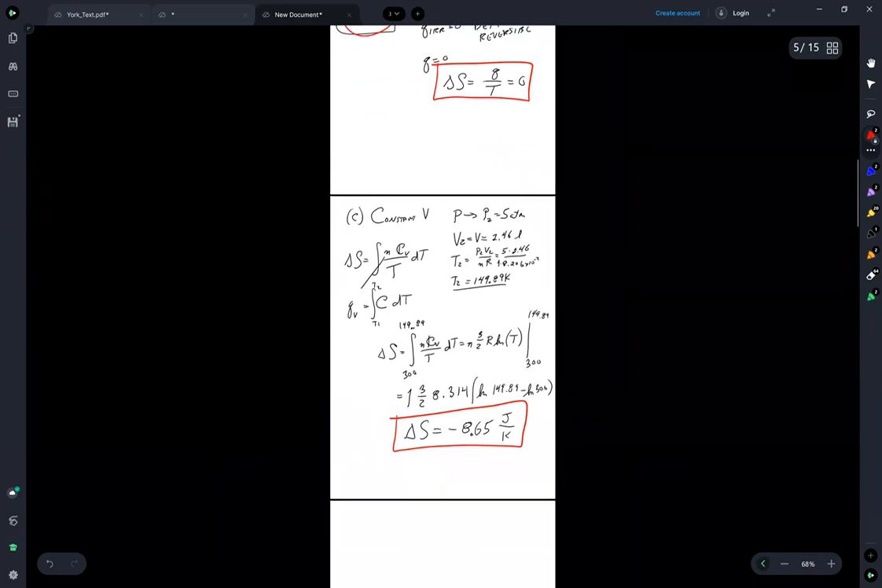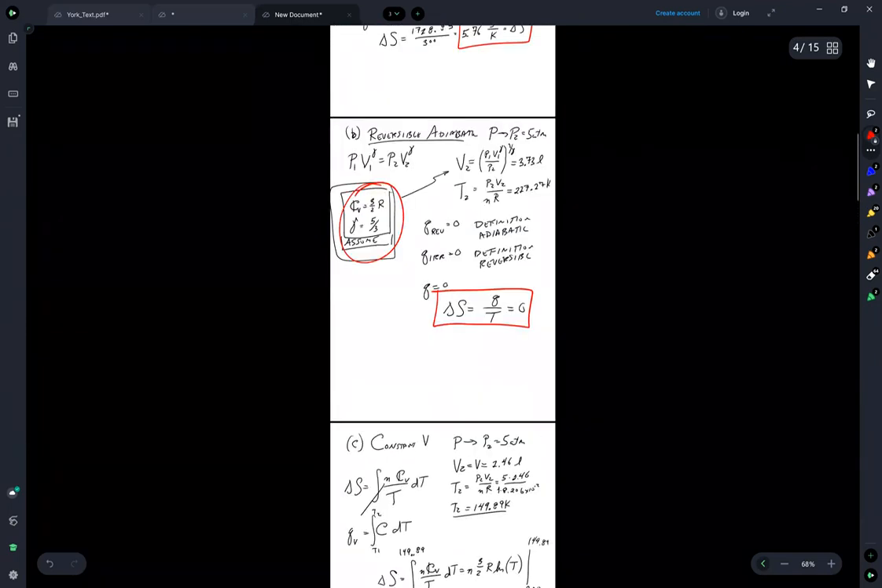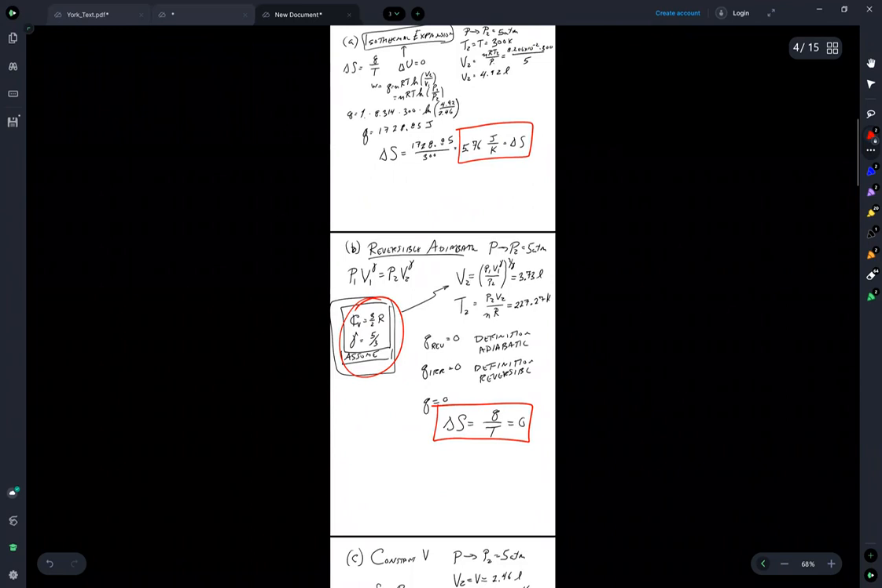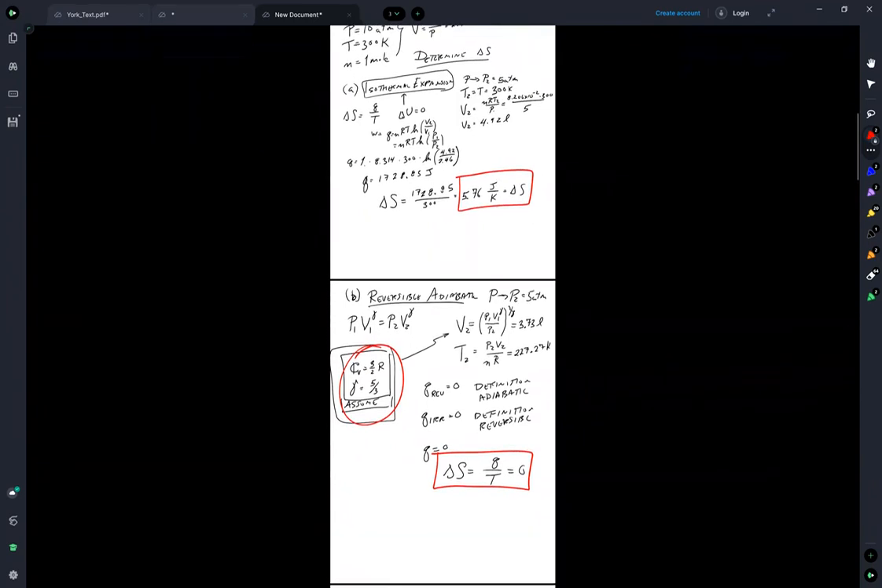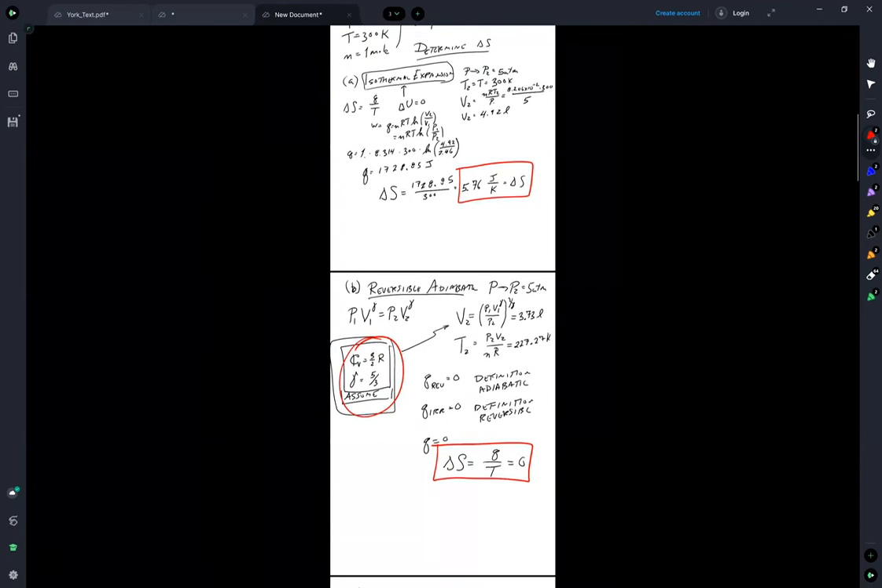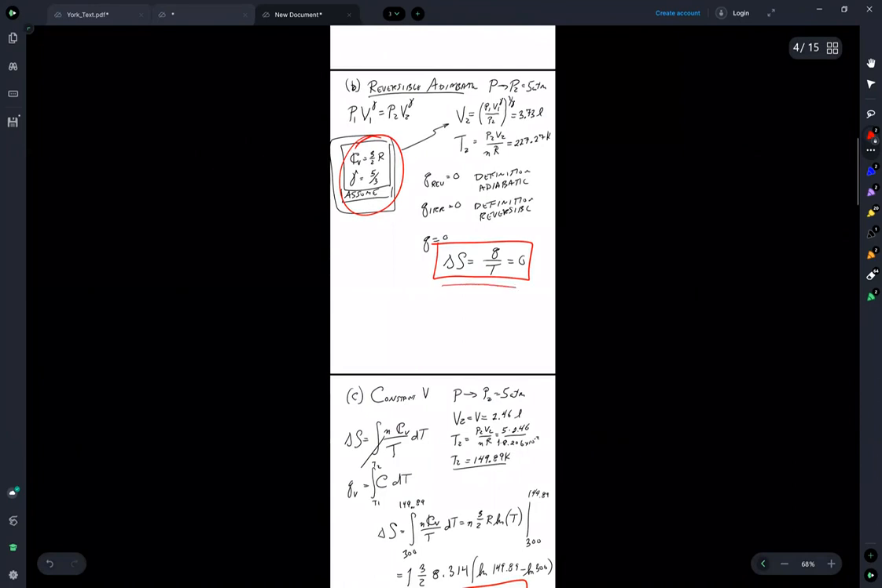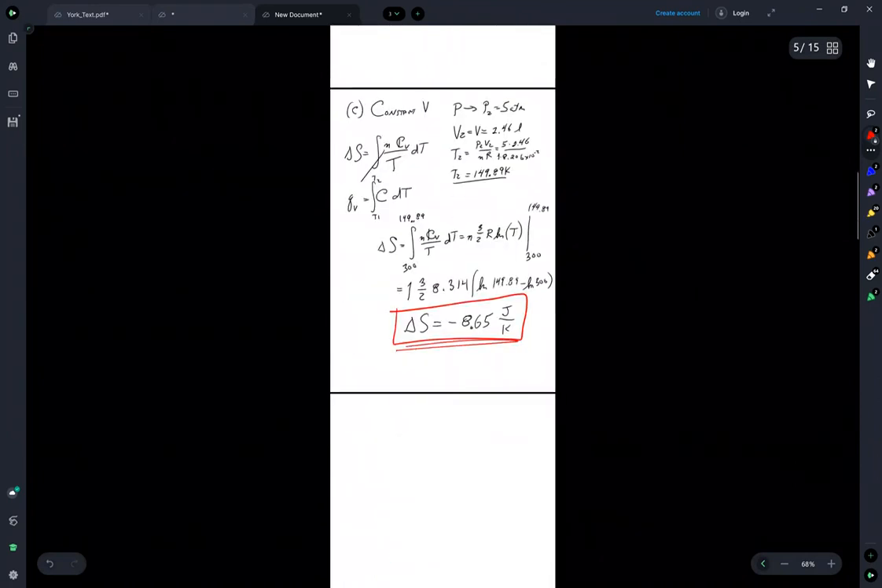And that's it. So different expansions along different paths result in different heat flows, and therefore positive, zero, and negative changes to the entropy.